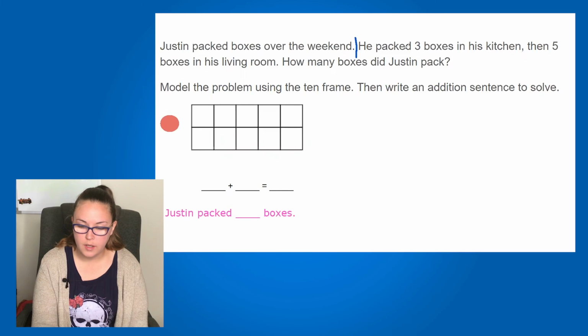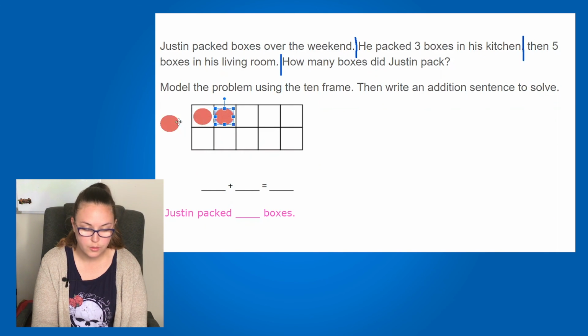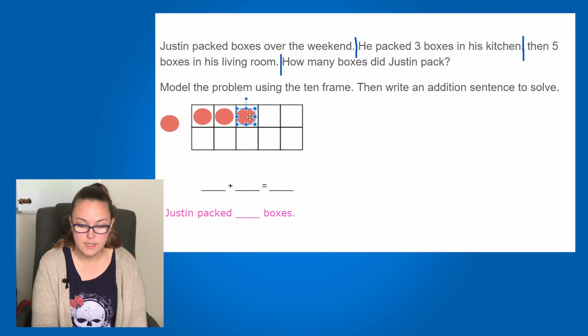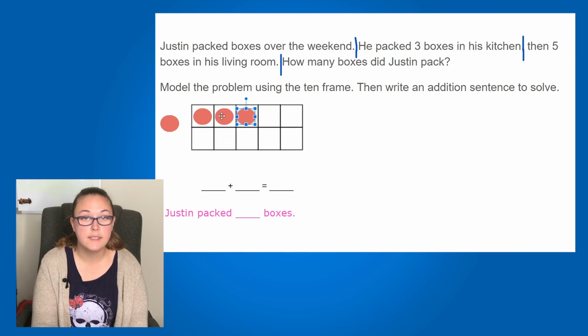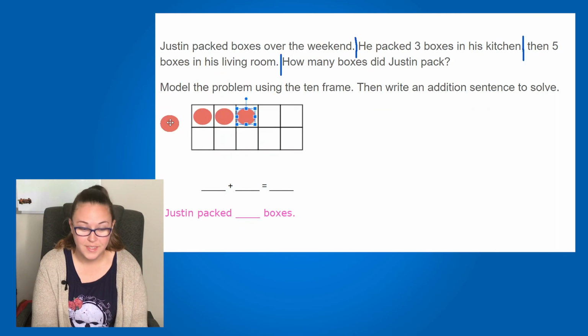He packed 3 boxes in his kitchen, then 5 boxes in his living room. And that's where the period is, so that's where we'll stop. I'm going to break this sentence down into 2 smaller chunks. The first one says, he packed 3 boxes in his kitchen. So how do we model that? That's right, let's put 3 on the first row. 1, 2, 3. The second half of the sentence says, then 5 boxes in his living room. So how many do we need to put on the second row of the 10 frame? That's right, we need to put 5 on the second row of the 10 frame.